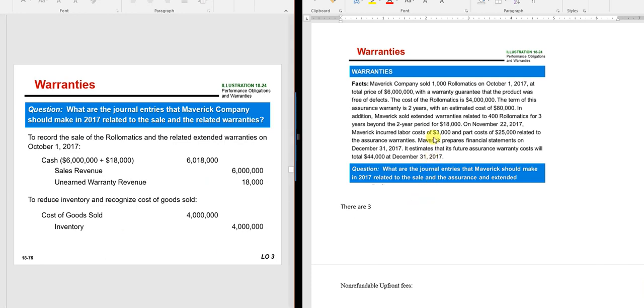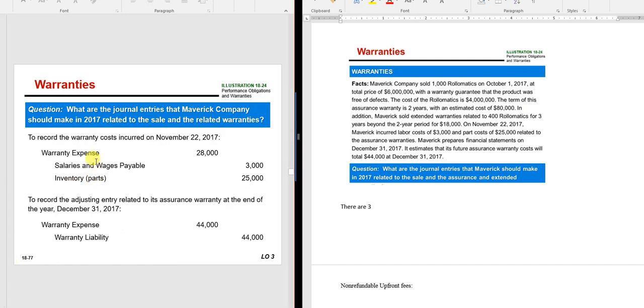Next one is I record my cost of goods sold inventory of $4,000. Okay, so now then, on November 22, 2017, notice I'm still in the assurance warranty period on this one. I have warranty expense of $28,000, which is the salaries and wages of $3,000 I paid to get people to fix these things, and the inventory I had to take out and give because I had to fix these things.